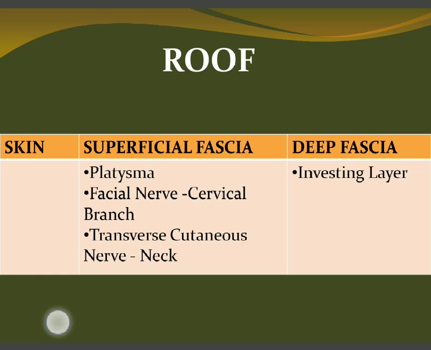The difference is that the roof of the digastric triangle contained the anterior cutaneous nerve of the neck, and the roof of the carotid triangle contains the transverse cutaneous nerve. And again, the deep fascia is formed by the investing layer. There, the deep fascia was splitting to enclose the submandibular salivary gland. But in this triangle there is no salivary gland present, so there is no splitting of the investing layer.